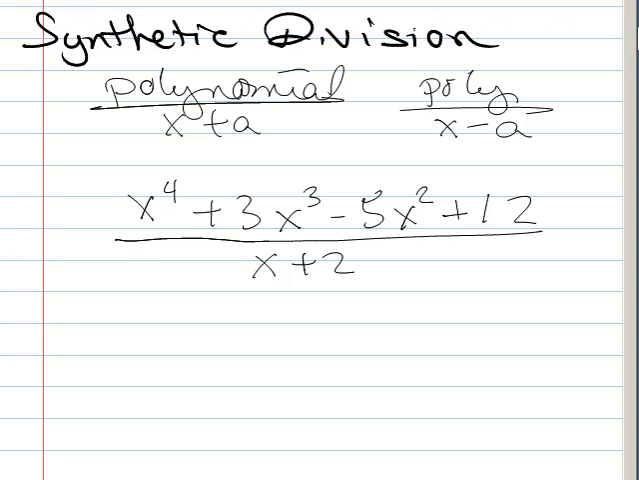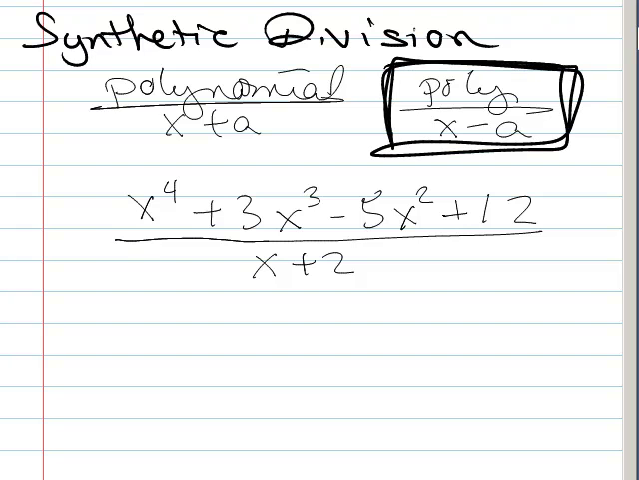So our basic form is always going to be x minus a, if you want to think about it like that. Otherwise, we don't really care what the natural form is, as long as we always take the opposite of what's on the bottom.